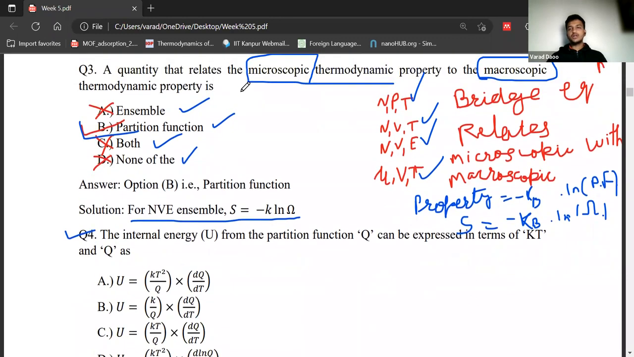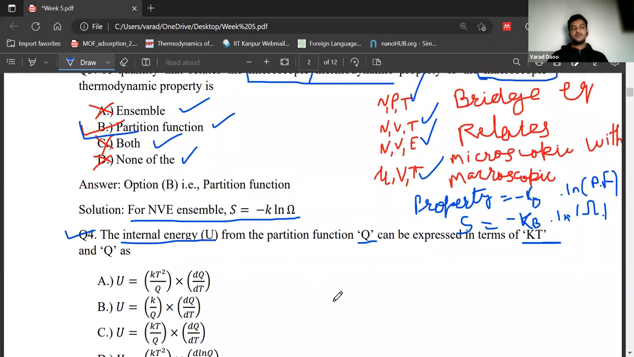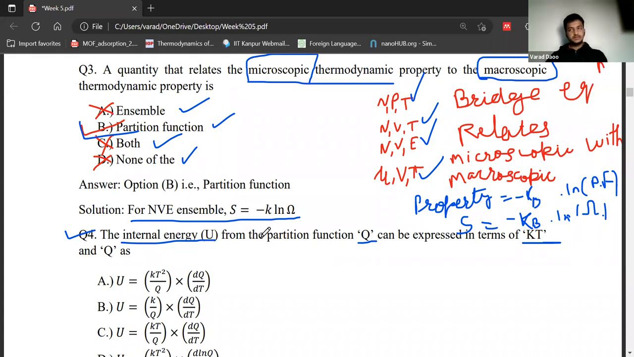This is quite theoretical, a descriptive type of question, so it will take a bit of time. The question is: U represents internal energy, the partition function is Q, and kT is the Boltzmann constant multiplied by temperature. What we want is the relationship between Q and kT. It might be in a different ensemble. Basically, it is the relationship between a thermodynamic property and a partition function. These are the various options we have, so please try to find the correct answer.